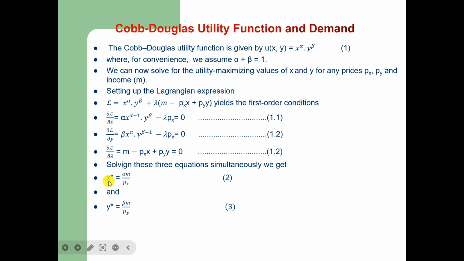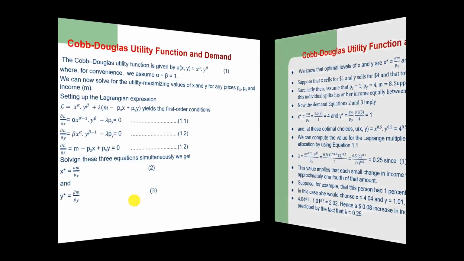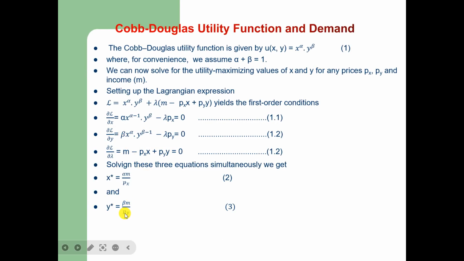So the optimal value of x is given by alpha times m divided by price of x, and the value of y is equal to beta m divided by py. Both of these x star and y star are the Marshallian demand functions, which are direct functions of income and inverse functions of own price. It means that if consumer income increases, the consumption of x will increase, and if price of x increases, the consumption of x will decrease.